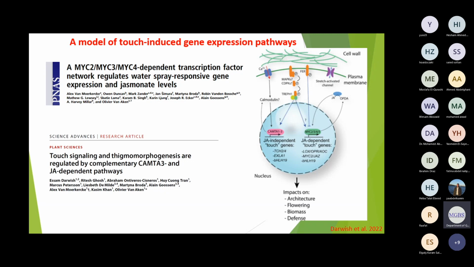The influx of calcium inside the cell leads to a spike in calcium and activation of a downstream signal cascade. And this leads to two pathways. One is dependent on jasmonic acid, as I said, and one is a jasmonic acid independent pathway. Now we can identify these two important pathways in response to mechanical stress. The result is an impact on architecture, flowering, biomass, and defense.